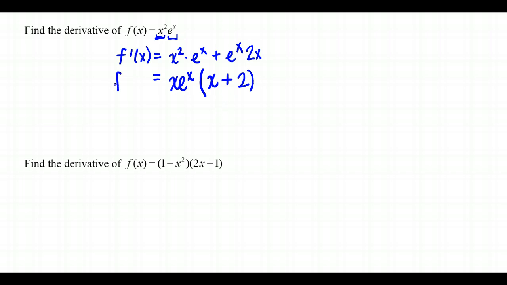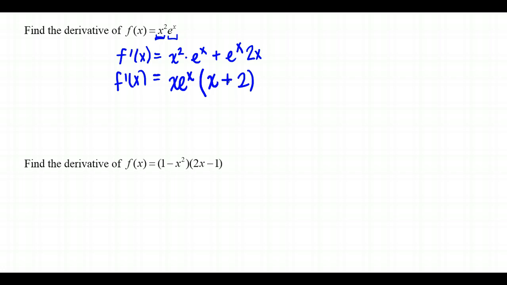So f prime of x, although the derivative is this line here, I am going to require that you simplify all functions. And the rules for simplification, although they are difficult to understand, is that we would rather have a product than a sum. So here we have a product. We have x e to the x times the quantity x plus 2. And the reason for that is that this is easier as a product to set equal to 0.